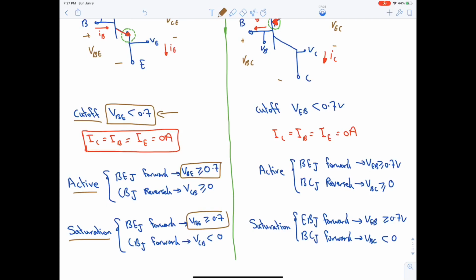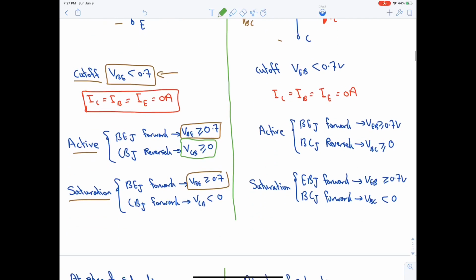Now, the problem is not here. The problem is now if I want to differentiate between active and saturation. Both of them, VBE is greater than or equal to 0.7. So if we get VBE greater than or equal to 0.7, I cannot tell whether it's active or saturation. So what should I do? I have to check on VCB.